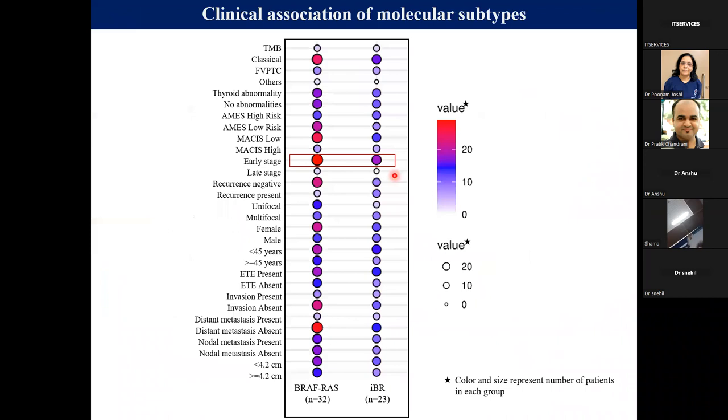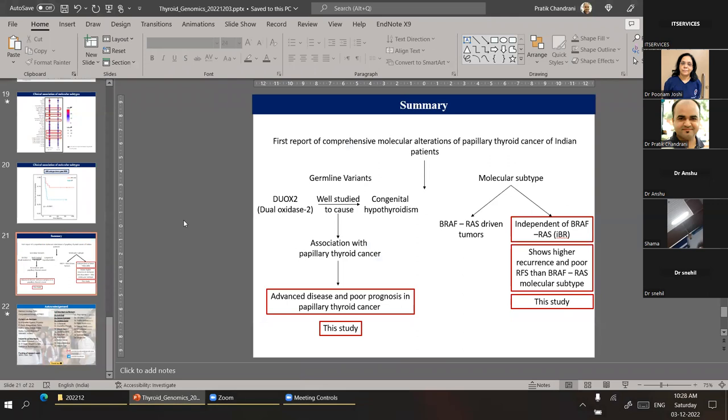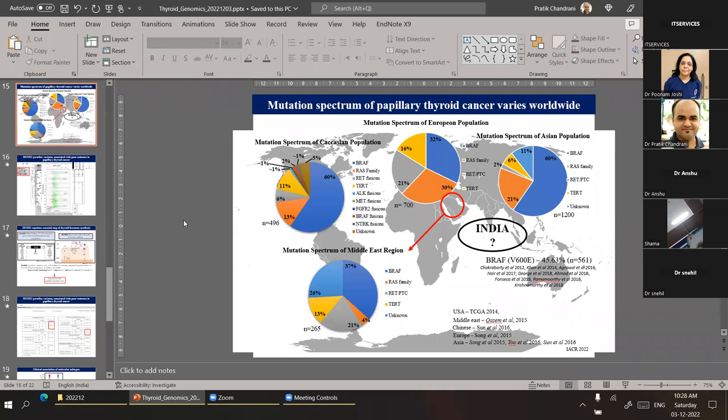So thank you, Dr. Pratik. Wonderful lecture. I think there was one question which was sent to me, that if you could summarize what are the most common driver mutations in differentiated thyroid cancer, particularly papillary CA, and where do we stand as clinicians in their application?